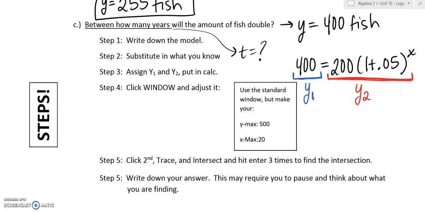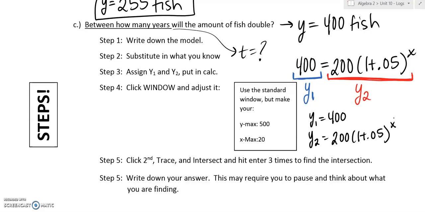Oops, sorry. Back up. Just hit y equals. In y1, which is the first one, you just put the number 400. Go down one spot, right below it, in y2, you put 200 times (1 plus 0.05) raised to the x. So take a second. That should literally look the same, with the decimal and the x power. Everybody okay with that? That was step 3.